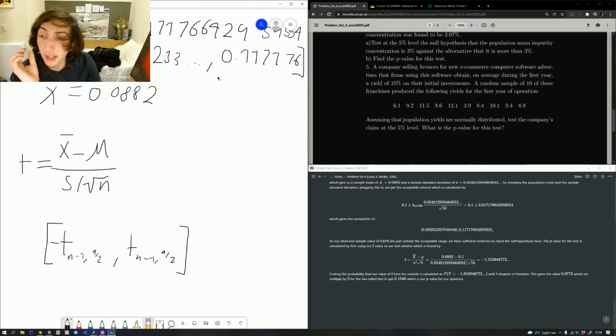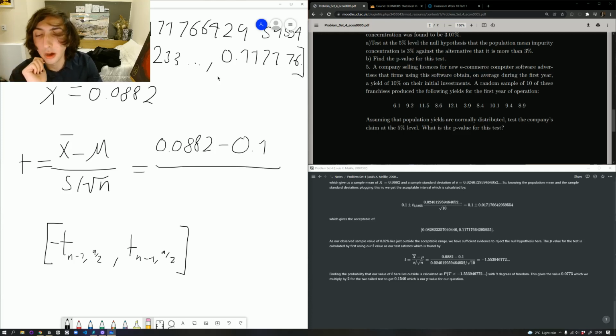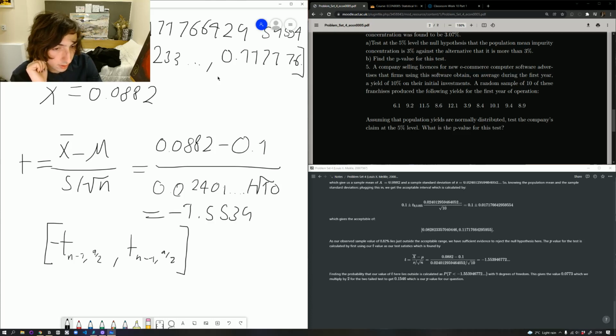Now, what the t-value is here is, what was it? Yeah, it was 0.0882 minus the 0.1, over the 0.02401, you get the idea, over root of 10, which gives you actually negative 1.553946772. Okay, so that's your test statistic.